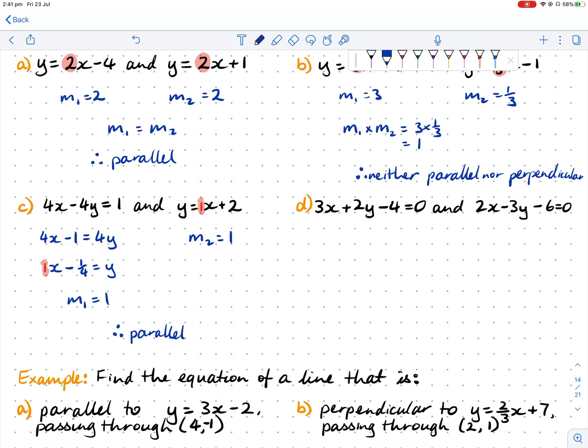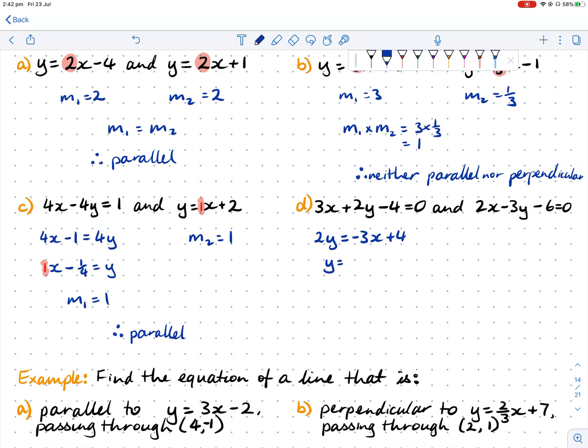In question D, both of them aren't in gradient intercept form. So that's going to be the first thing that we need to do. So for the first equation, I'm going to take the 3x and move it to the right, as well as that 4. You can see y is positive, so that's why we want to keep it on the same side. So we can rewrite that as 2y equals negative 3x plus 4.